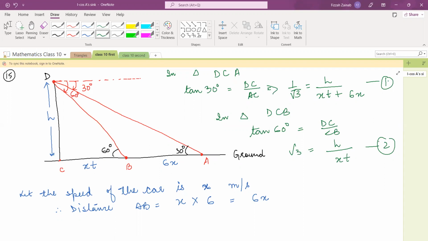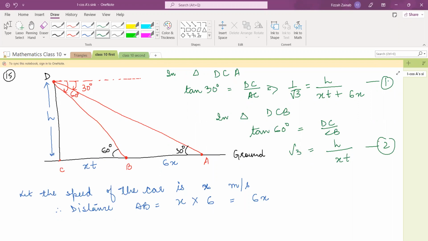See, there are 3 unknowns in this. I don't know H, I don't know X, I don't know T. If you look at equations 1 and 2, there are 3 variables. H, I don't know. X, I don't know. T, I don't know. So obviously I cannot solve it. For 3 variables, I need 3 equations, right? I have only 2 equations here. So we will have to eliminate one variable. Linear equation in 2 variables you have done, right? If you have 2 variables, you need 2 equations to solve them. If you have 1 variable, you can solve with 1 equation also.